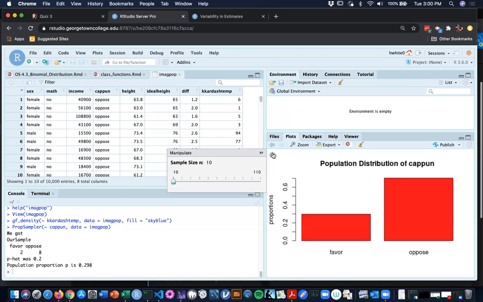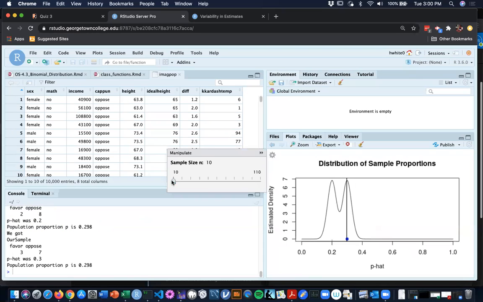Let's go ahead and do it again. I'm just going to keep clicking on this little slider. And every time I click, a statistician is going to walk up, take a sample of size 10, and show us their p hat. So this statistician got a 0.3. And the next statistician got a 0.4. And the next got a 0.3. And the next got a 0.3. And notice the next one got a 0.2.